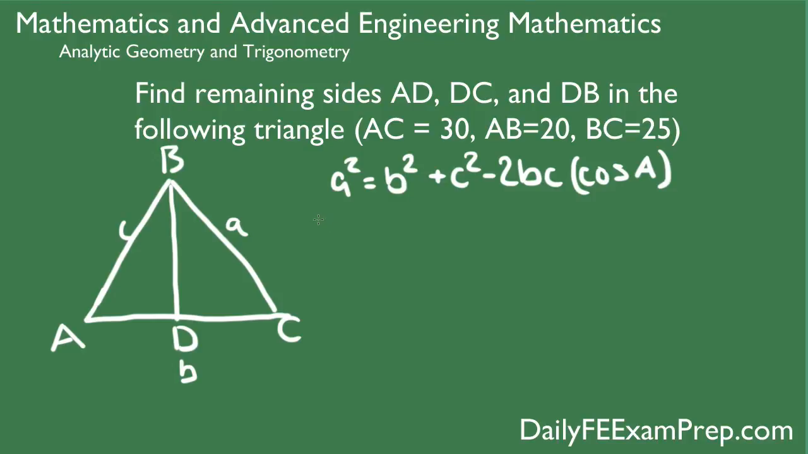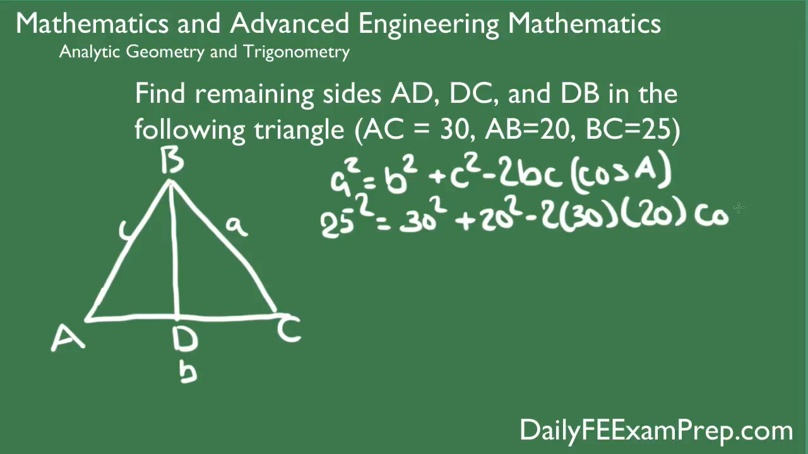So we have 25 squared equals 30 squared plus 20 squared minus 2 times 30 times 20 cosine angle A. All right, so let's go ahead and solve for all of our loose terms. So if we take all of our loose terms, we get minus 675 is equal to minus 1200 cosine A.